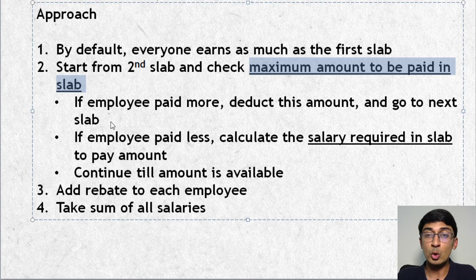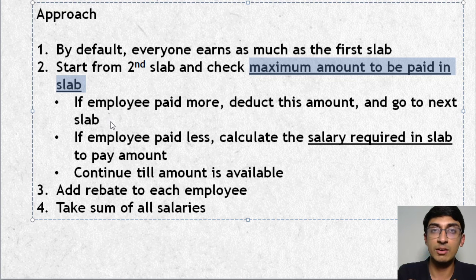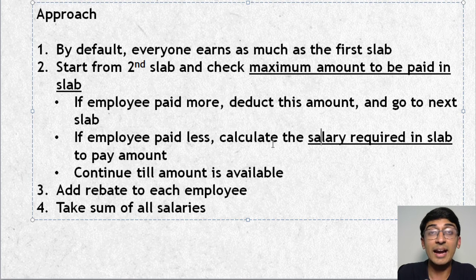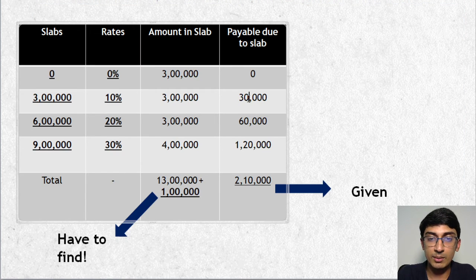If the employee has paid more than this amount, it means that we earned the full slab amount, plus we have to go higher, right? But if the employee paid less, calculate how much he would have to earn to pay this much amount at this tax rate. So for example, if the employee paid more than 30,000 overall, say 2,10,000, it means that definitely 30,000 came from here, and let's move to the next slab. But if the employee had paid only 10,000 here, it means that they were earning only 1 lakh in this slab and we don't move forward. Therefore, we just terminate over here.